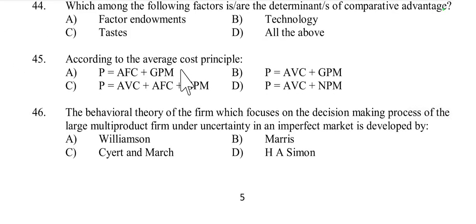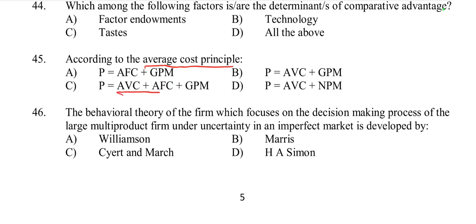Then, according to the average cost principle, price is equal to AFC plus GPM, AVC plus GPM, or AVC plus AFC plus GPM, or AVC plus NPM. So here we have to find out the average cost principle. According to the average cost principle, the price should cover the average cost. Average cost means the total average cost, which includes both average variable cost and average fixed cost.